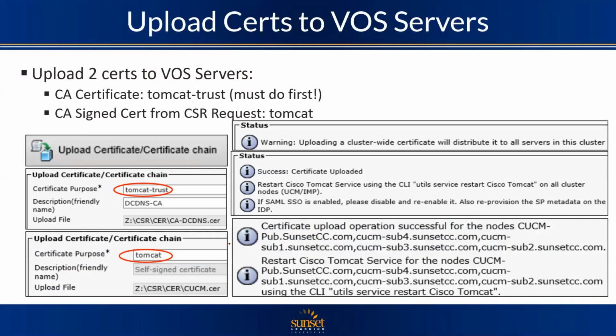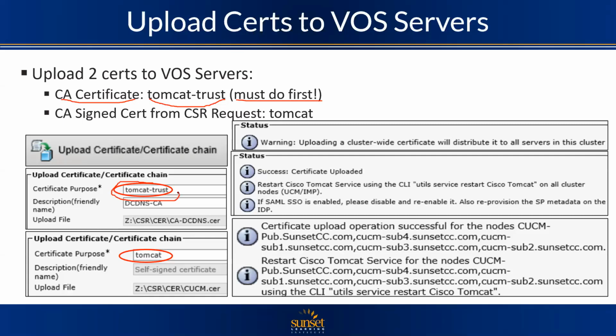Now what I have to do is go back to my voice operating system servers and upload 2 certs to those servers. I've got to upload the CA certificate as a Tomcat Trust certificate, and I must do that first. If you don't do that first, the certificate you upload says, geez, you're asking me to trust somebody I don't even know anything about. That's not exactly what it says, but more or less. So upload the CA certificate first. We're showing you that here.